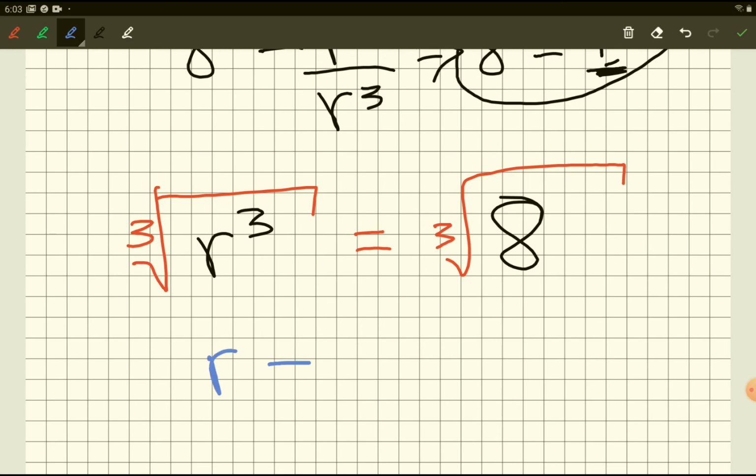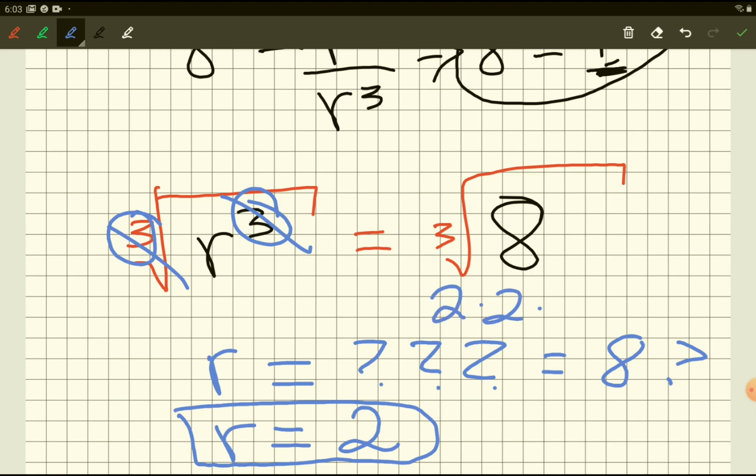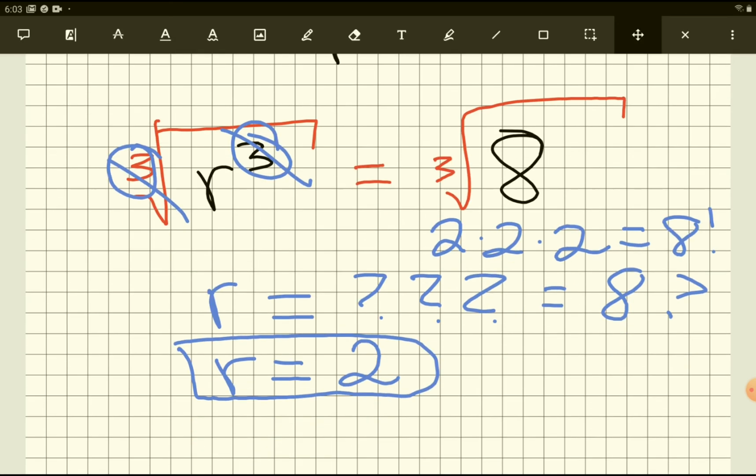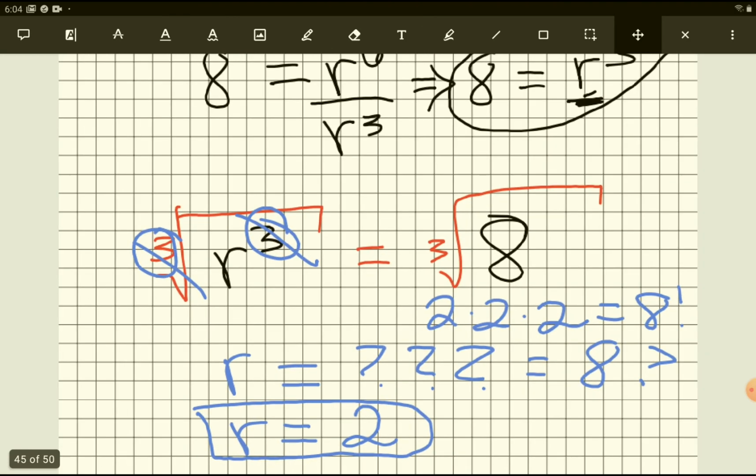And so the left-hand side becomes r because they cancel each other out. So what times what gives me 8? Ladies and gentlemen, the answer is 2. 2 times 2 times 2 equals 8. And so I figured out my r. My r is 2.